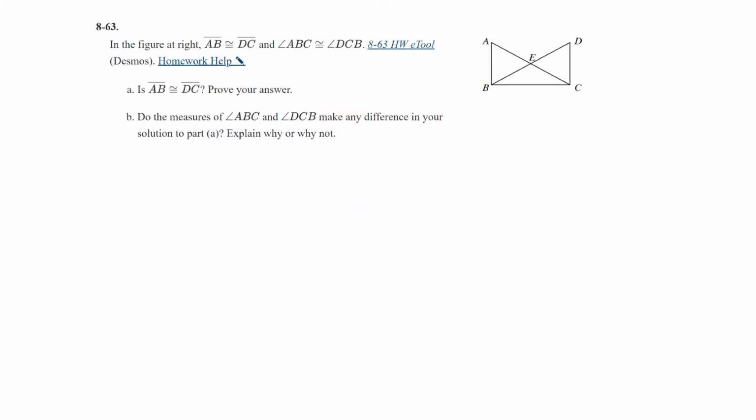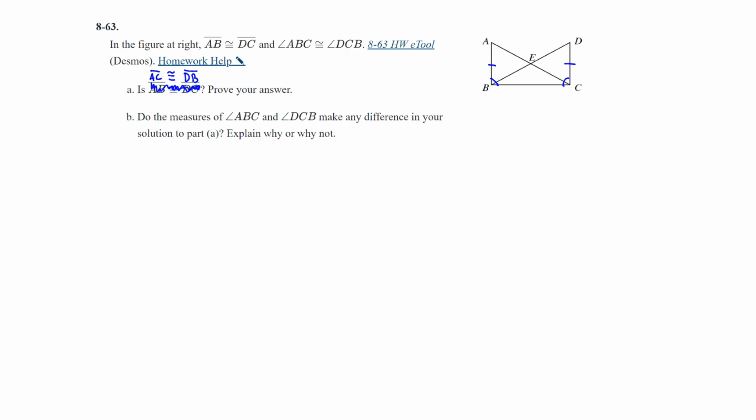Question 63. In the figure at the right, line segment AB is congruent to line segment DC. Angle ABC is congruent to angle DCB. Then the question is, is line segment AD congruent to DC? Prove your answer. And obviously that's not correct because that's what's given to us. So I'm going to change this. I believe we're trying to prove that line segment AC is congruent to line segment DB. So that's what I'm going to prove.